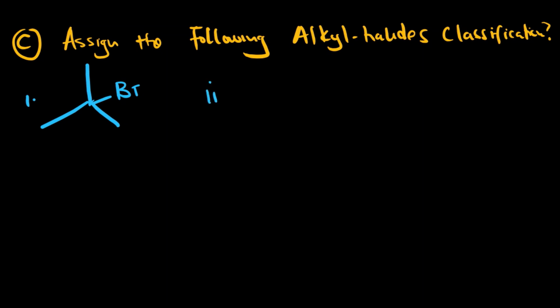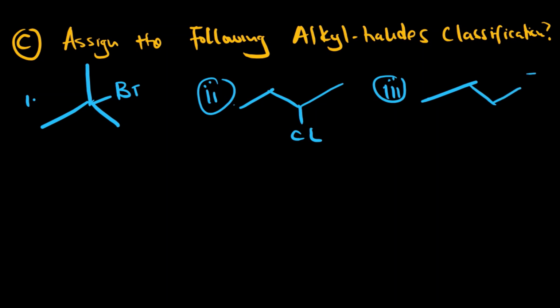And then the second one, third one, okay. So what is the classification of this alkyl halide? So this first one is a tertiary alkyl halide. Why? Because the alpha carbon here, where the halogen is attached, is attached to 3 carbons. 1, 2, 3. So this is tertiary.